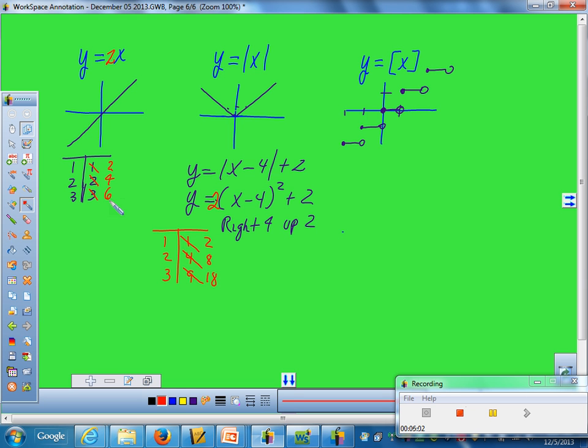Once you learn the patterns, every time you're introduced to a new graph, you just have to learn a new shape. The rest of it, the shifting, the flipping, all of that is the same. It's amazing that this works.